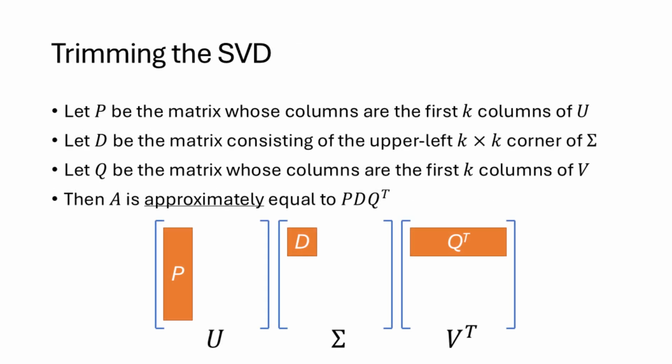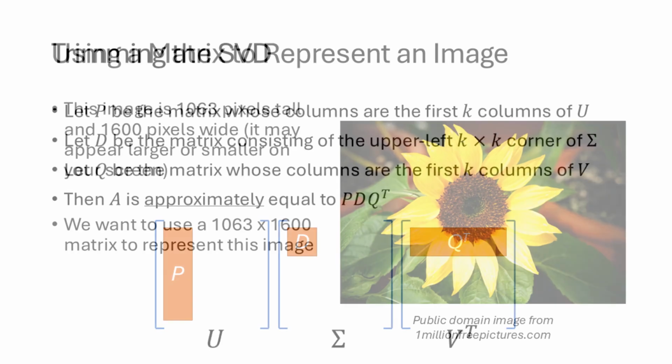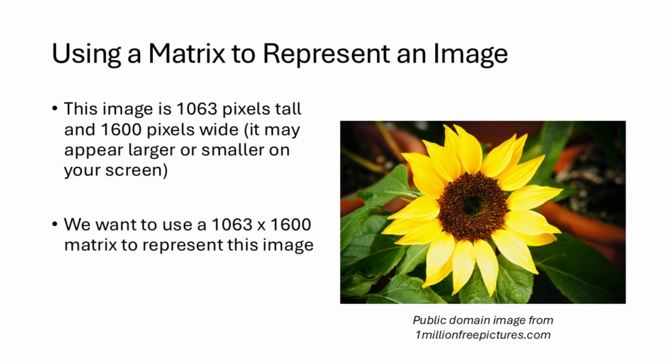So we choose a value that we call K, and then we let P be the matrix whose columns are the first K columns of U, D be the matrix that is the upper left K by K corner of sigma, and then Q is the matrix whose columns are the first K columns of V. Or in other words, Q transpose is formed from the first K rows of V transpose. And then A is going to be approximately equal to P times D times Q transpose. And we can apply this procedure to image compression.